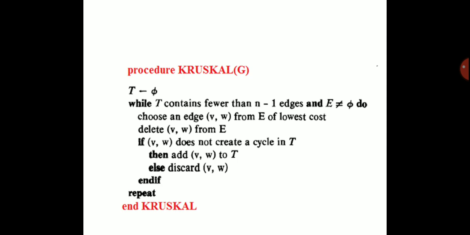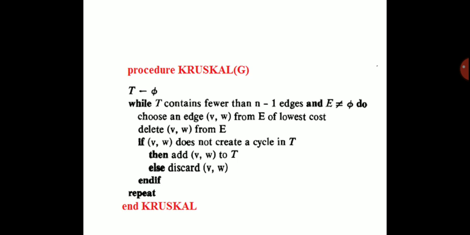choose an edge v comma w. That is the edge we are picking now. V and W are the vertices connected by the edge that we are considering, and the edge is in E, of lowest cost, because we are constructing a minimum cost spanning tree. We are taking an edge of lowest cost. Obviously we'll begin the process by taking the edges with lowest cost. We'll start with 5, 6, 10, 11, 14 and so on.